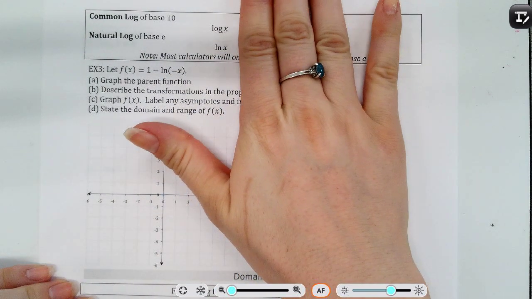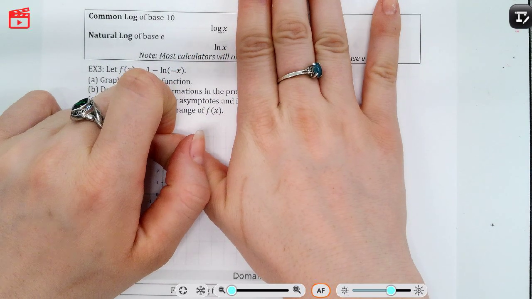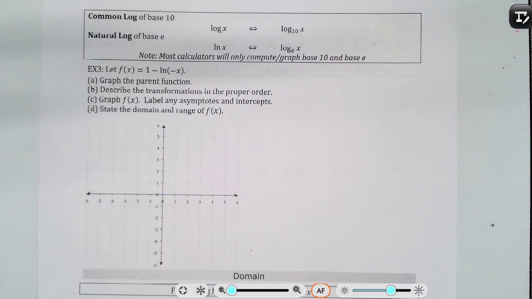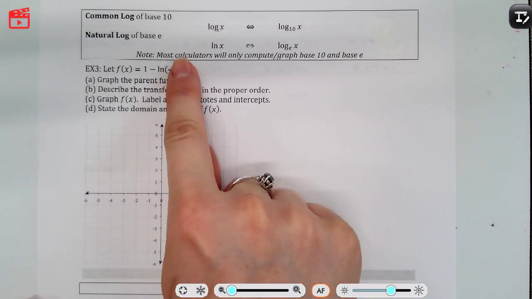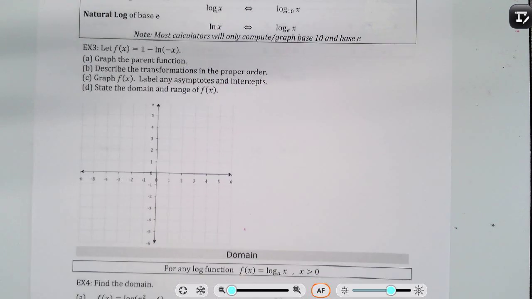Okay, so these are the two logs that we see most of the time. If you just see a log, you're allowed to assume the base is 10. If you see ln, the base is e. Okay, and these two, common log and natural log, are the ones that appear on most calculators. So most calculators will only compute or graph base 10 and base e.